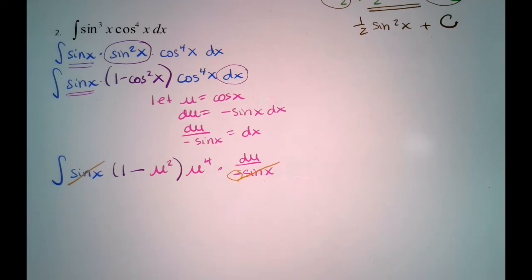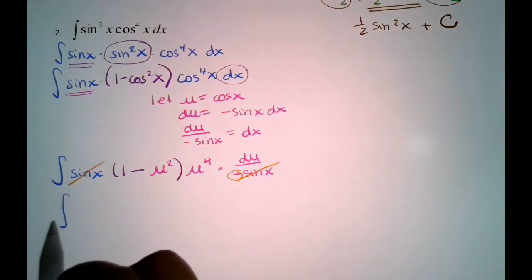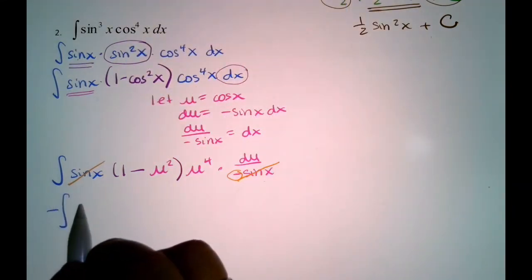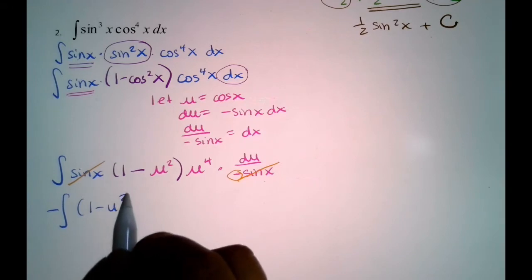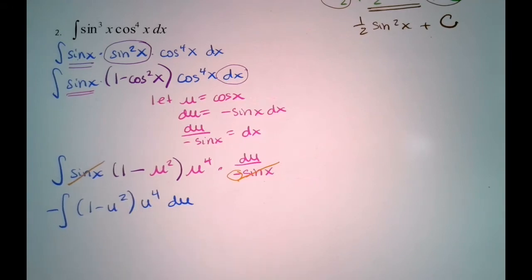And then I'm going to work this through. What I really have created here for myself is a negative on the outside, and I have this integral, 1 minus u squared, u to the 4th, du. So you have really transformed this integral that was crazy trig functions into something polynomial looking. That's the whole point of u substitution, is that it starts to look friendly.